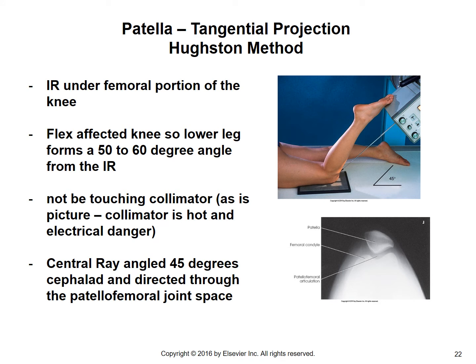The Hughston method is another method that can be used. The IR is under the femoral portion of the knee. In this instance, the affected knee is flexed, so the lower leg forms a 50 to 60 degree angle from the IR.